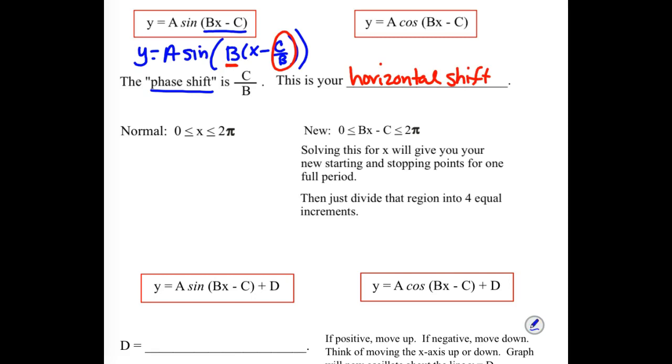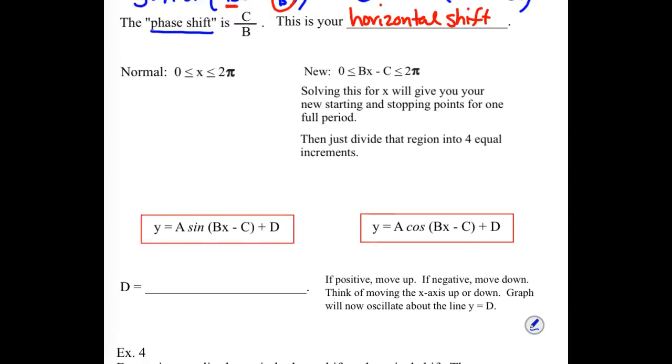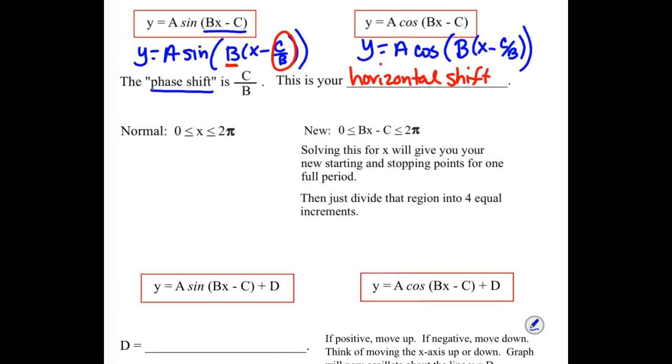And it's the same for cosine. We can think of this as y equals a times the cosine of the quantity b times x minus c divided by b. Now, phase shifts can get a little tricky. Our normal period is 0 to 2 pi. Our new period can be found by taking that factor bx minus c and putting it between 0 and 2 pi and solving for x. That would give us our new starting and stopping point.